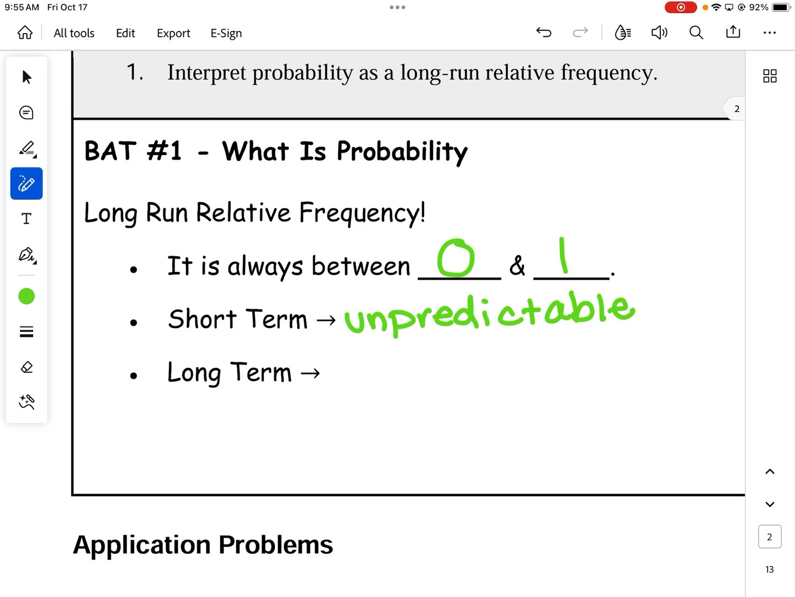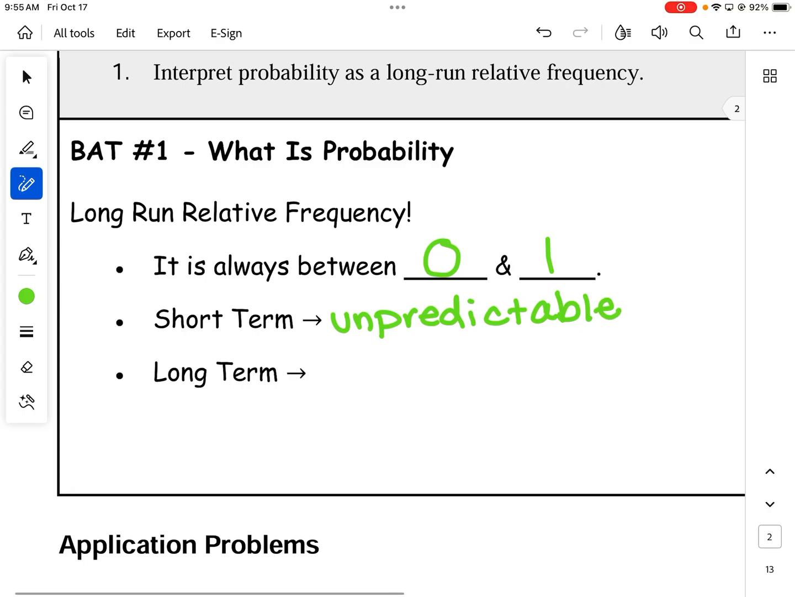So like having a kid, half boy, half girl. But if you're just having a few kids, you can't just say, oh, they're going to have 1 and 1. It's not like that. The more kids that they have, the more likely it will be half and half. But you'd have to have a lot. And so that's the long run probability. It becomes more and more predictable. So more and more trials, more and more samples, more and more simulations are going to give you a more predictable outcome.